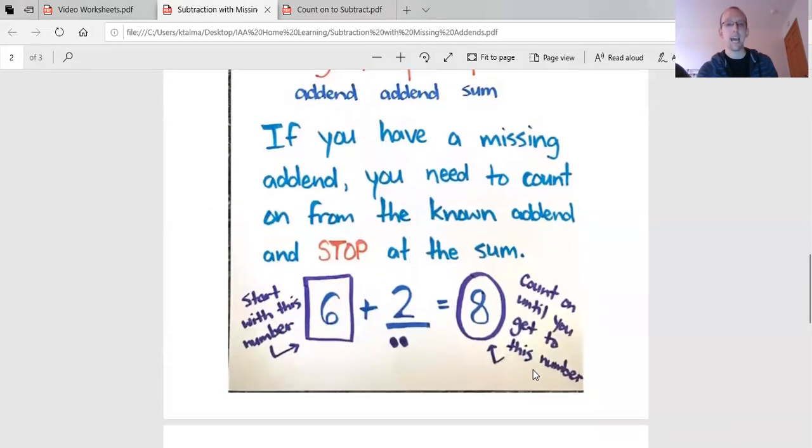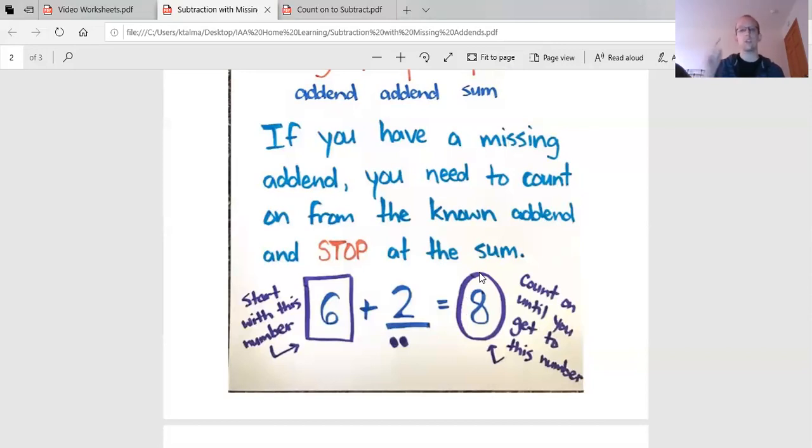If you have a missing addend, you need to count on from the known addend and stop when you get to the sum. You need to start at the number that you know and count on until you get to the sum. Let's look down here at the bottom. 6 plus blank equals 8. Start at the number you know. Start at 6. Count on until you get to the sum. The sum is 8. So start at 6, count on, and stop when you get to 8.